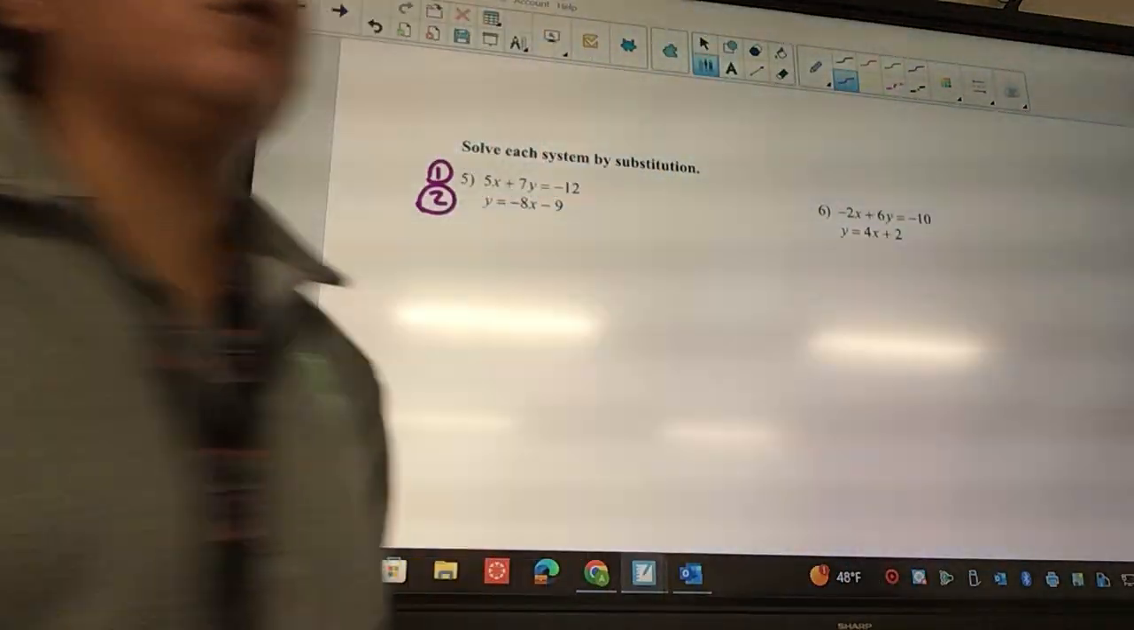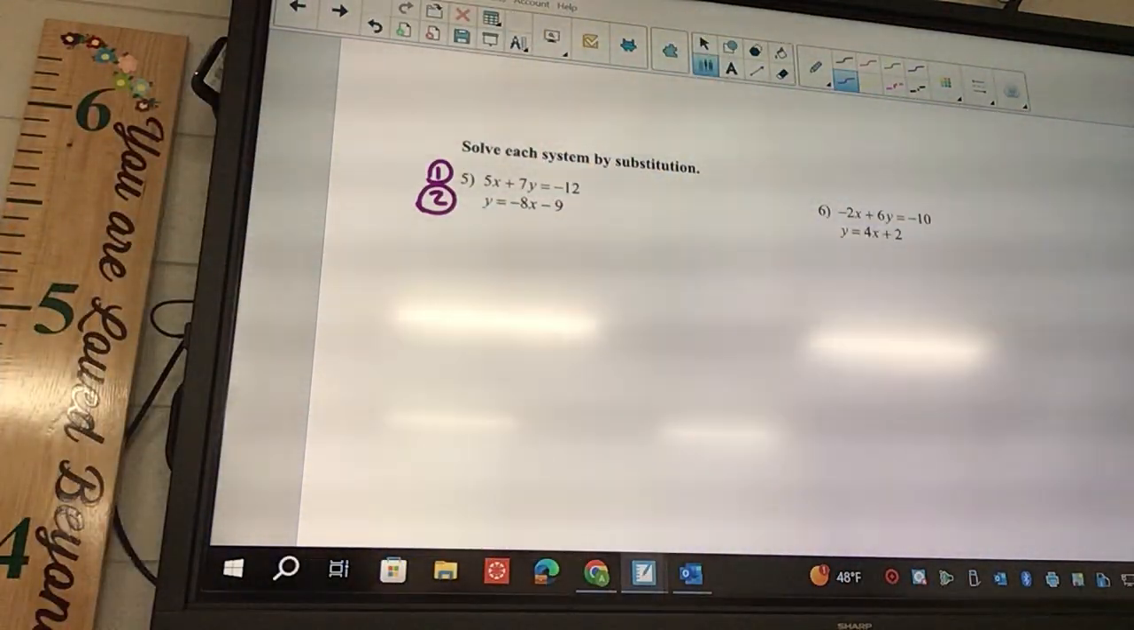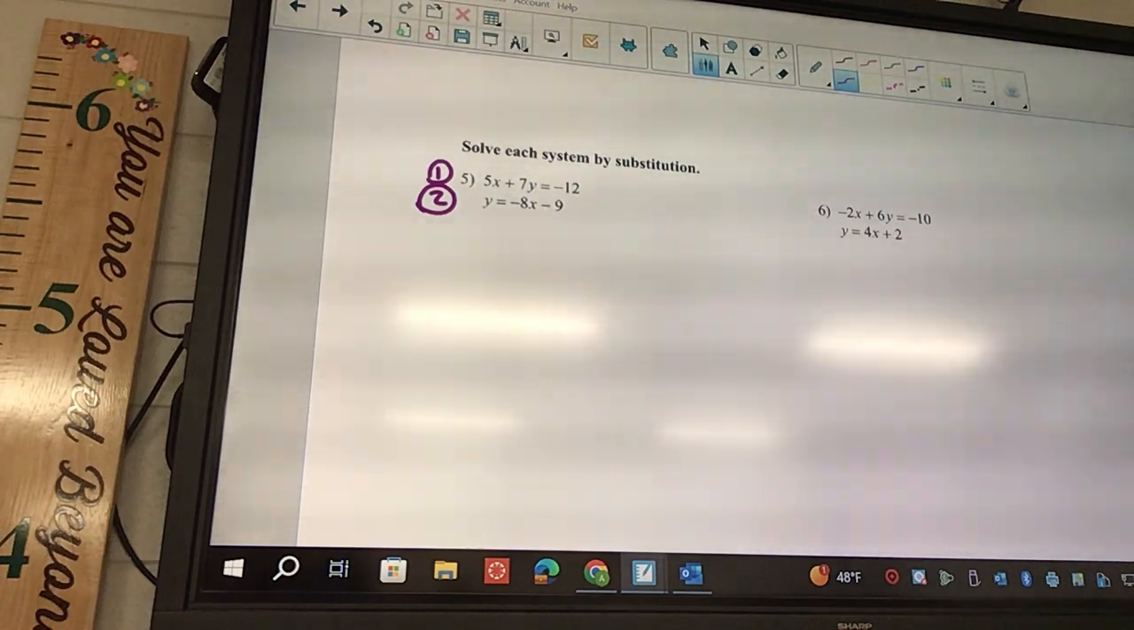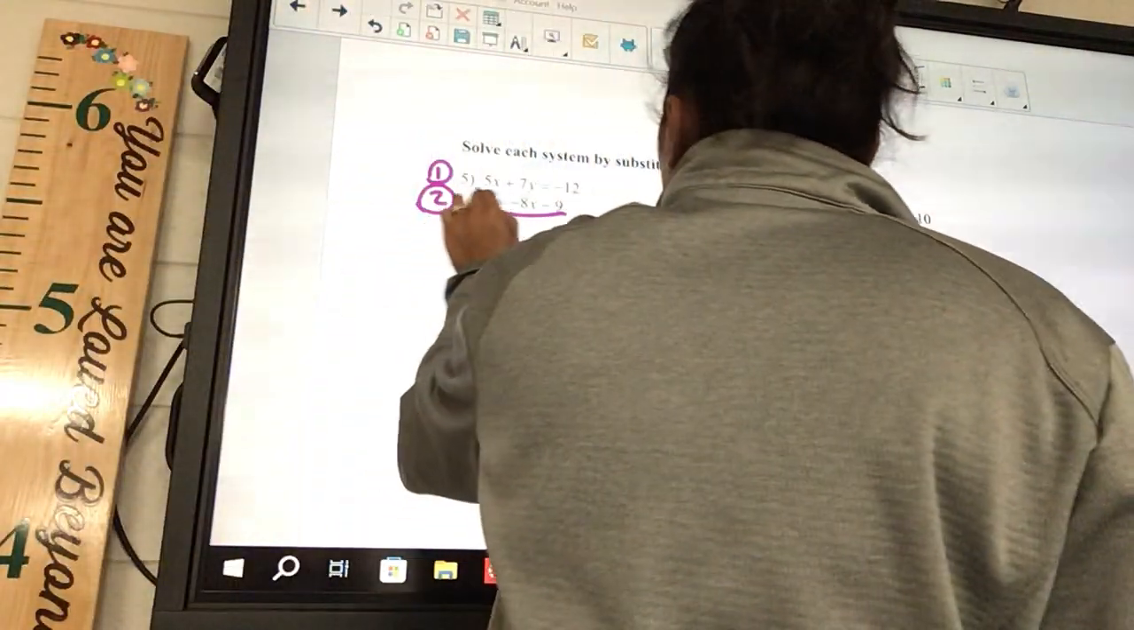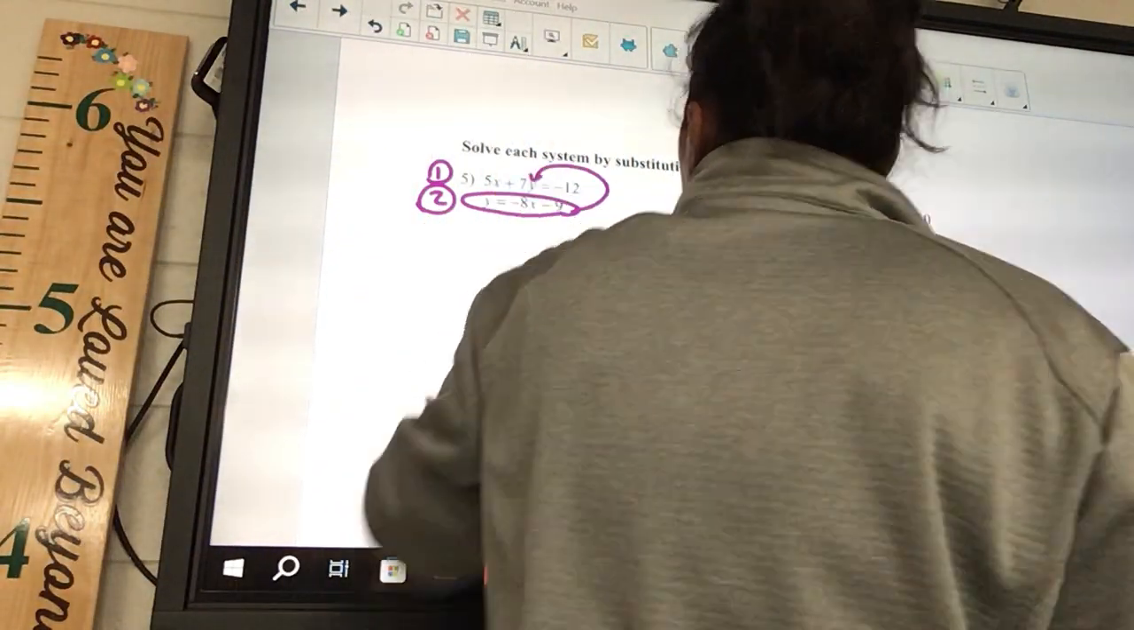Which one am I going to circle? Which one do we circle? Equation 2. Why equation 2? Yeah, we're looking for that y equals, and that's how you know you need substitution. So we're going to circle this one and plug it into the y above.